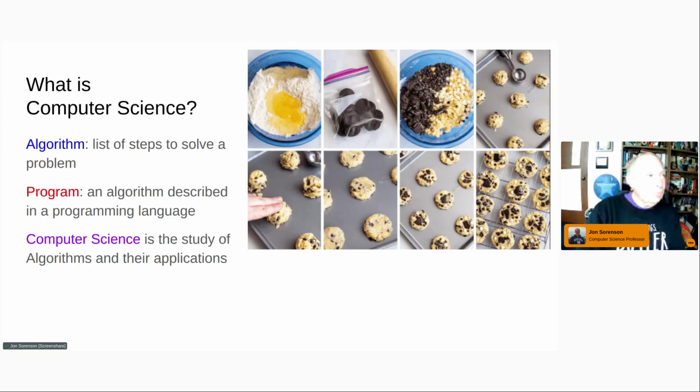So we should probably start with a definition of what computer science is. Basically, computer science is the study of algorithms. So what is an algorithm? Well, an algorithm is a list of steps that solves a problem. An algorithm can solve any kind of problem, and the steps don't necessarily have to be computer steps. So I've got some pictures of baking cookies here. Definitely a recipe is an example of an algorithm, and you can think of the ingredients as the data.